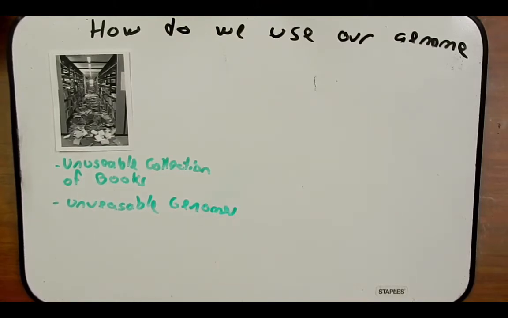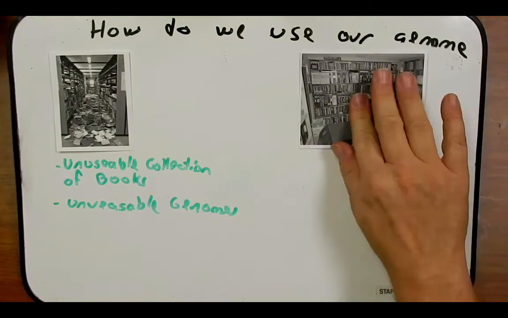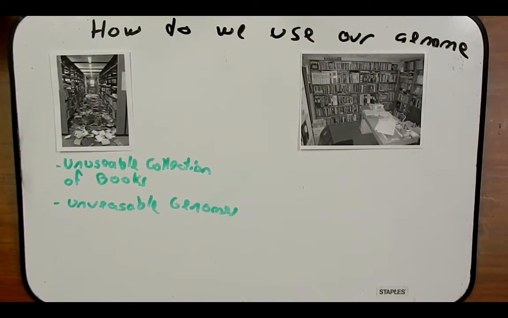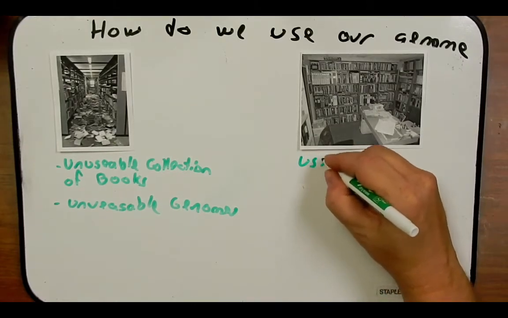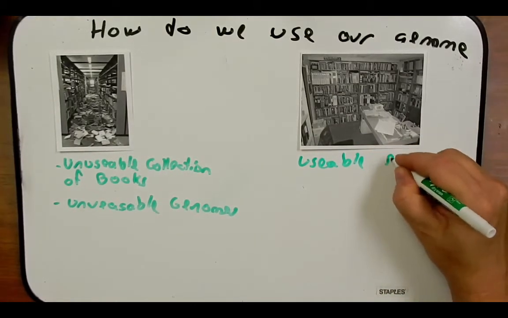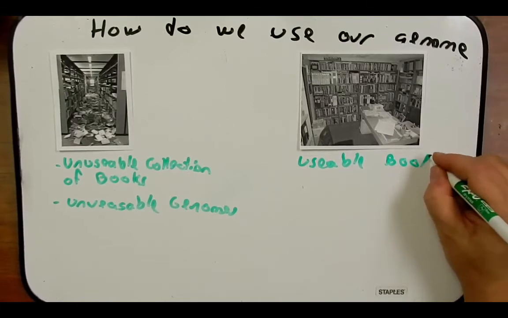If I had to go into this library and pick out a book, say one of my favorite books, I would have a hard time finding it. However, if I went to this library and wanted to find that book, it would presumably be a lot easier. The books are much more organized, there's some cataloging going on, we would be able to find it. So this would be a usable book collection.